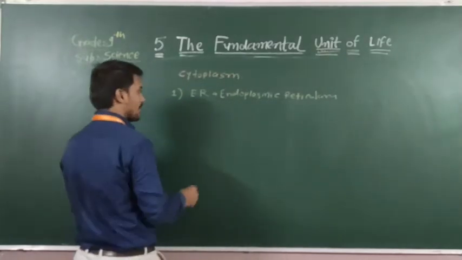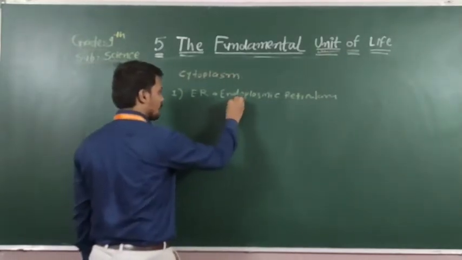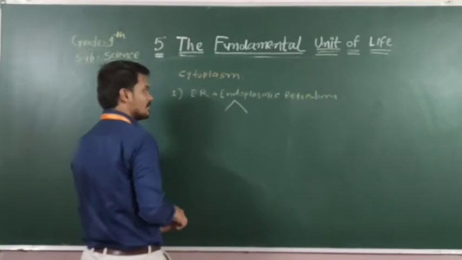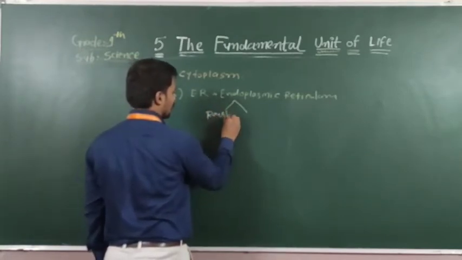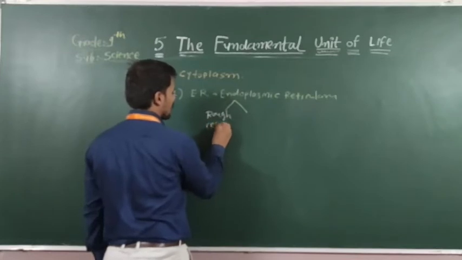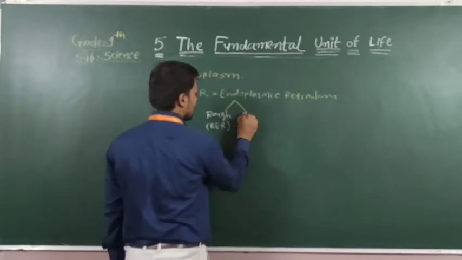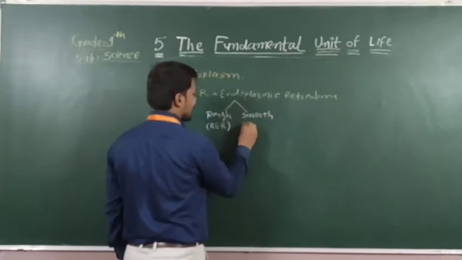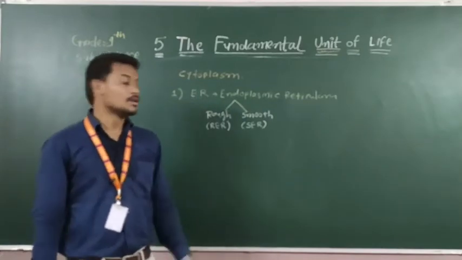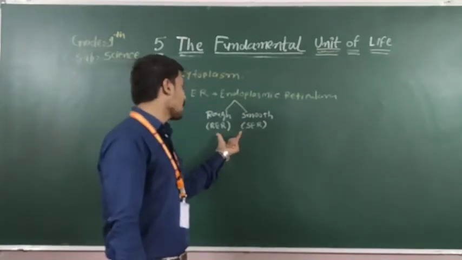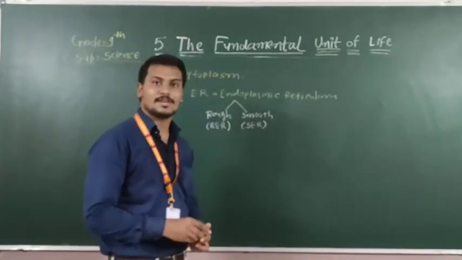There are two types of endoplasmic reticulum. One is rough endoplasmic reticulum, known as RER. The second is smooth endoplasmic reticulum, known as SER. These are the two different types: rough endoplasmic reticulum and smooth endoplasmic reticulum.